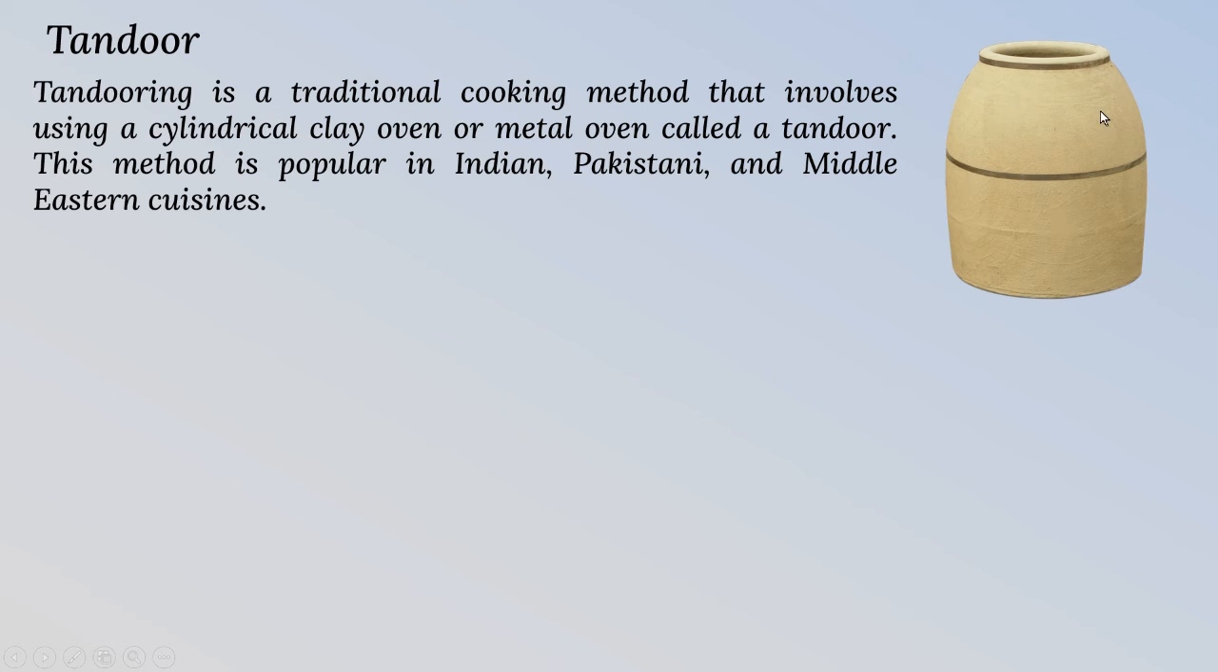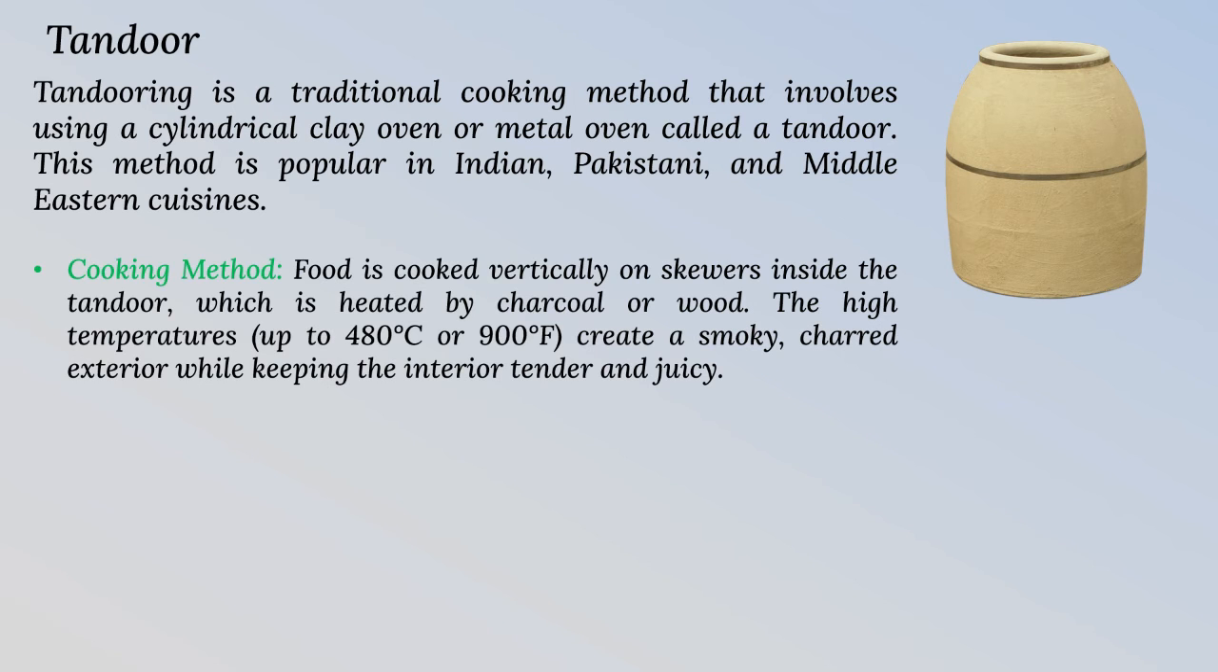This is basically the tandoor, the inside part, which most of the time we did not see earlier. Probably this is the actual oven inside, made out of clay. Cooking method: food is cooked vertically on skewers inside the tandoor, which is heated by charcoal or wood. This high temperature created there, 480 degrees Celsius to 900 degrees Fahrenheit, creates a smoky, charred exterior while keeping the interior tender and juicy.